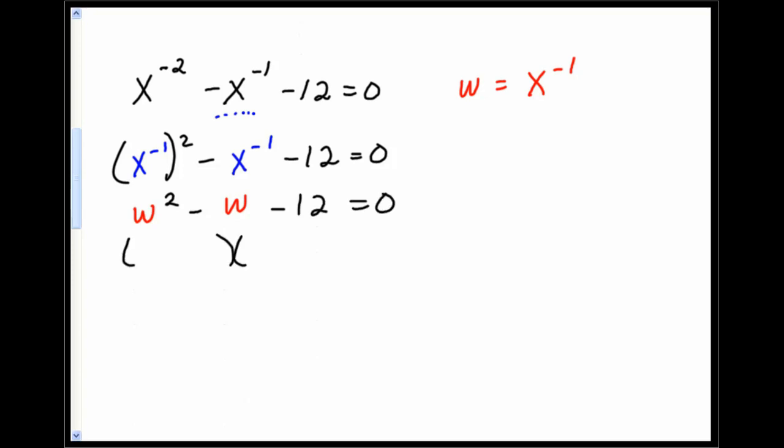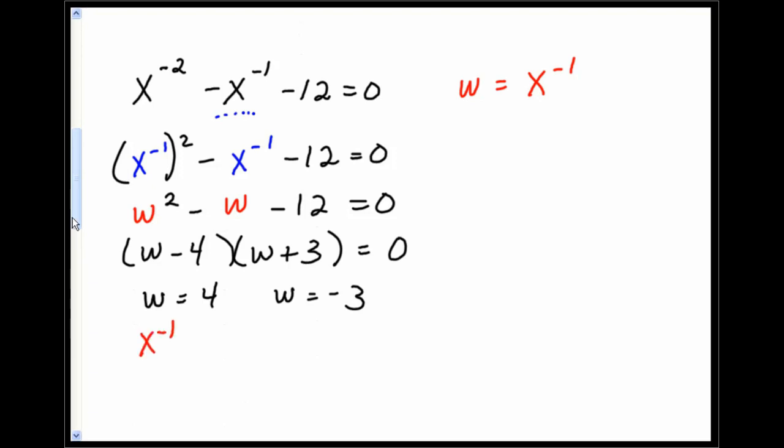Again, very easily solved by factoring. We'll have (w minus 4)(w plus 3). w will equal 4. w will equal negative 3. Now substituting for our w, we'll have x to the negative 1 equals 4, and x to the negative 1 equals negative 3.